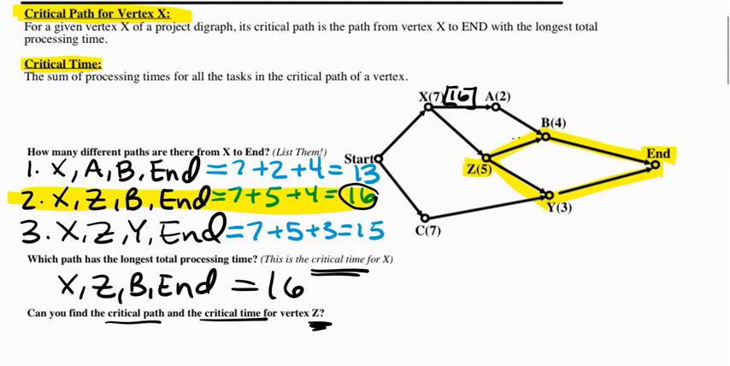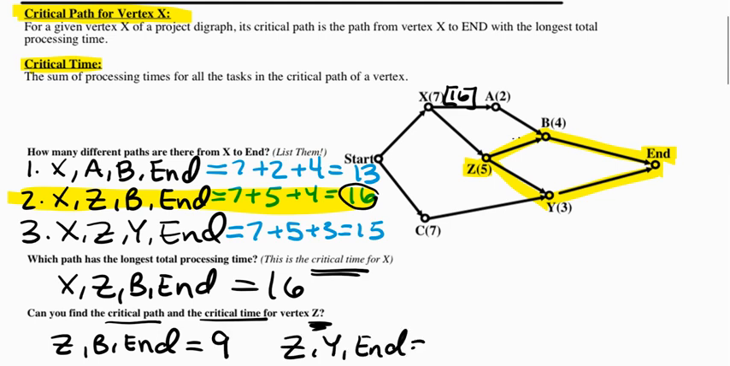Z B end, the processing time from Z to B to end is 9, and then Z to Y to end, that has a processing time of 8. That means that the critical path and critical time for vertex Z is here. So Z B end is the critical path, and 9 is the critical time. So we'll put that in a square bracket next to vertex Z.